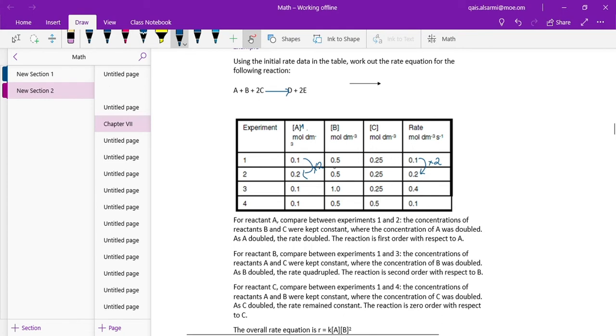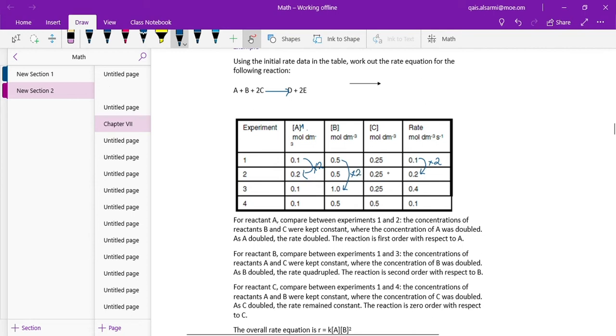Now, we need to choose another 2 experiments where B is changing and A and C are fixed. Let's have a look. Let's consider experiment 1 and experiment 3. Now A is not changing, 0.1 to 0.1. B is changing. So what's happening to B? As you can see, it's going from 0.5 to 1. So it's basically doubled.